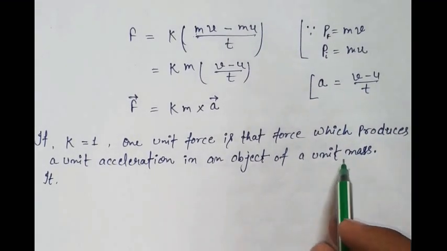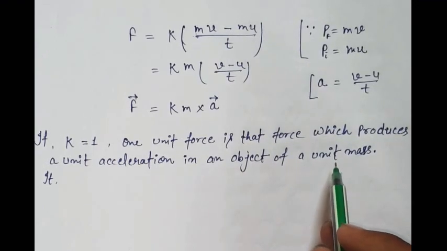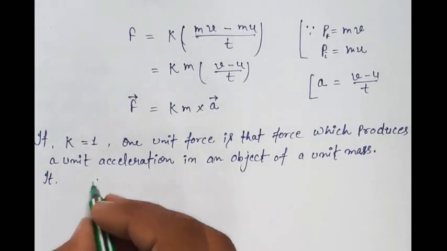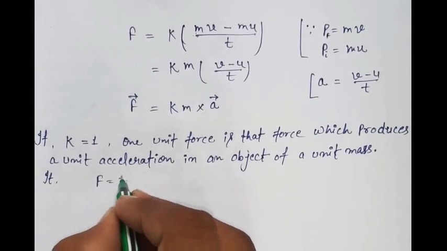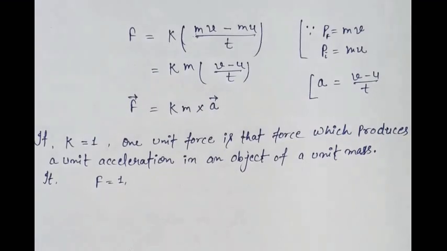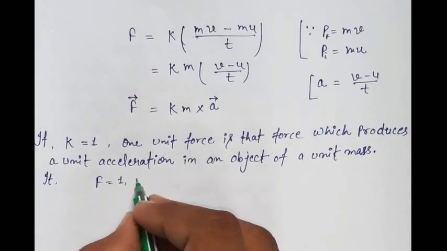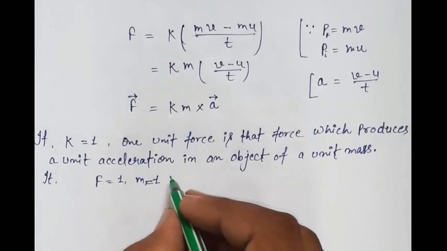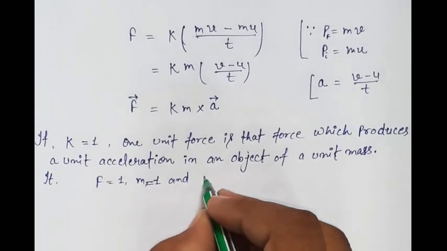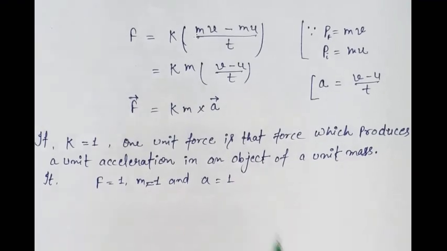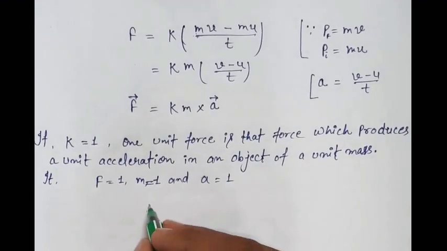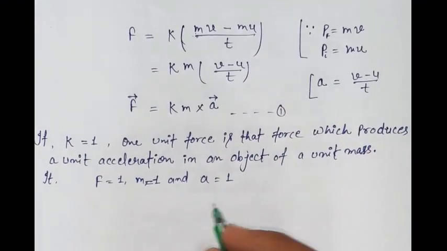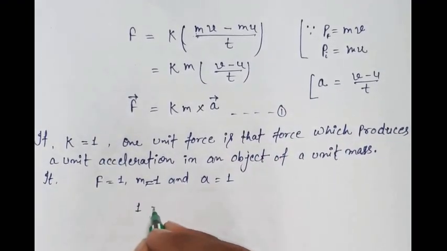So we can take it as F is equal to 1, m is equal to 1, and also a is equal to 1. Then put the values of these in equation first: 1 is equal to k multiply 1 multiply 1, so k is equal to 1. For unit values, k is equal to 1.